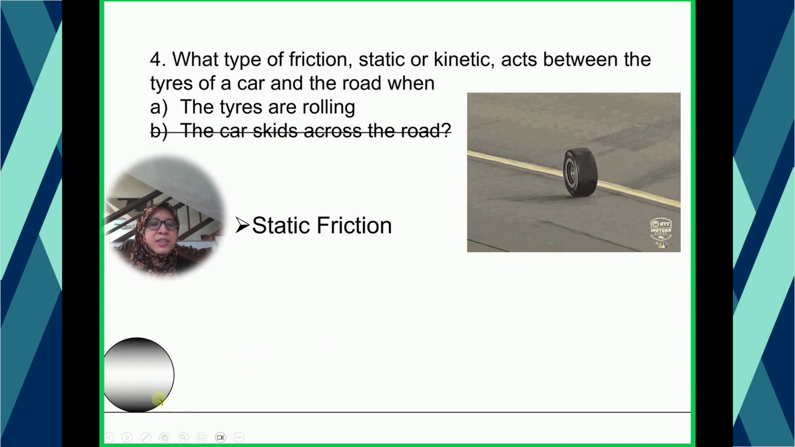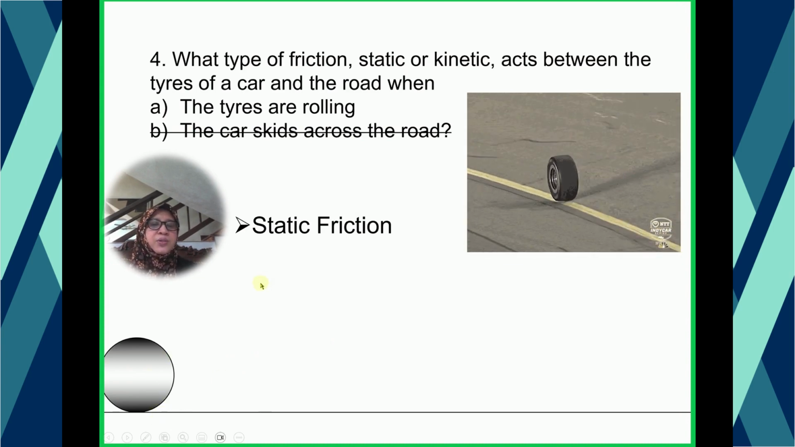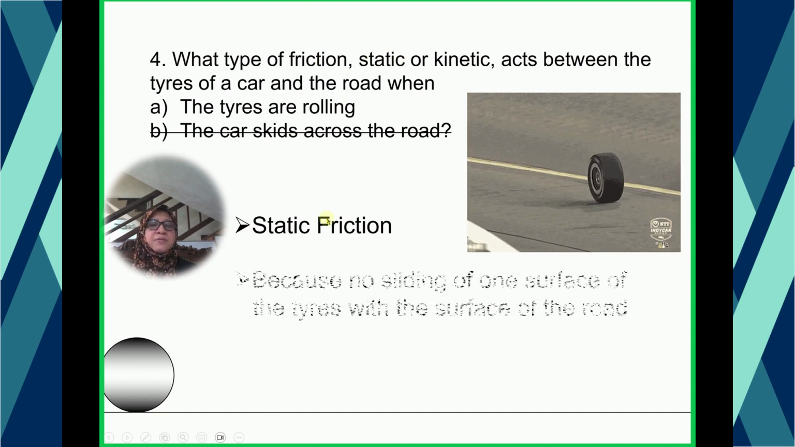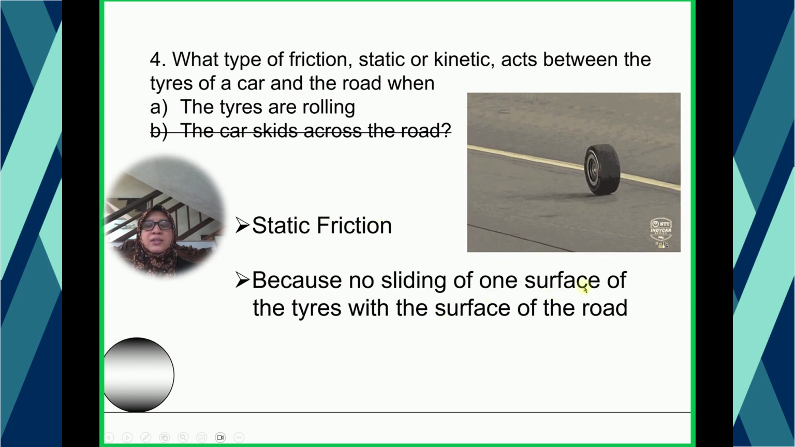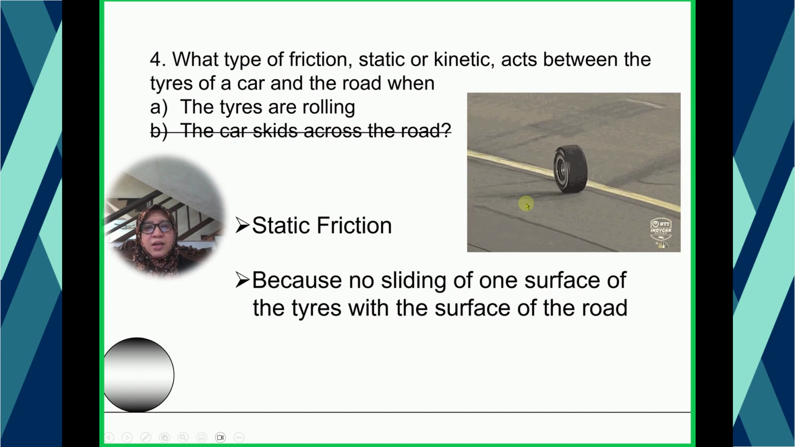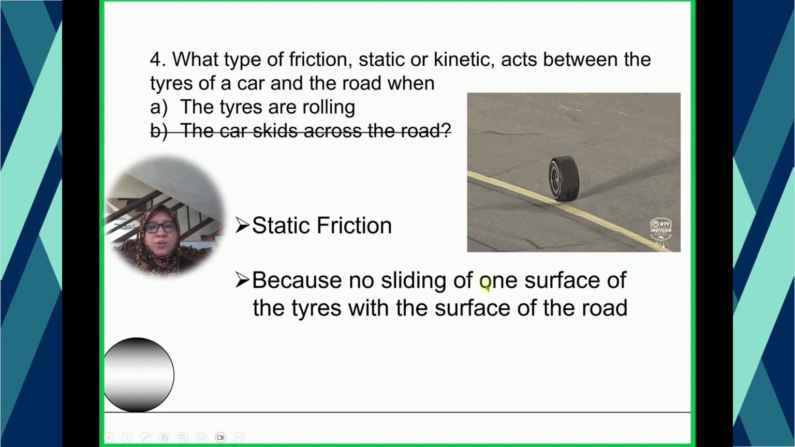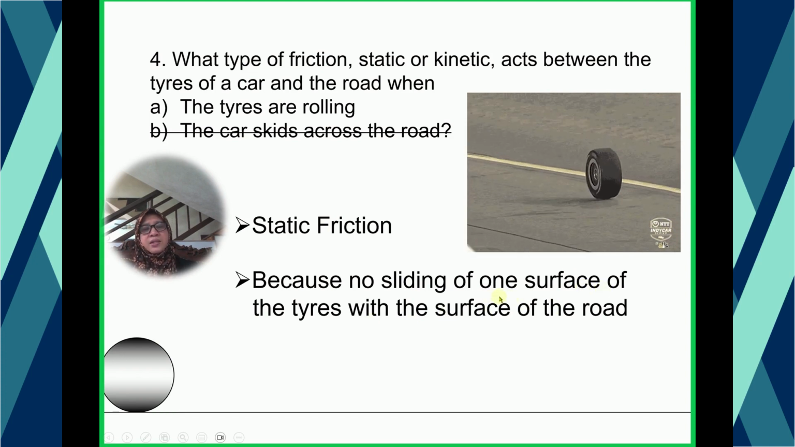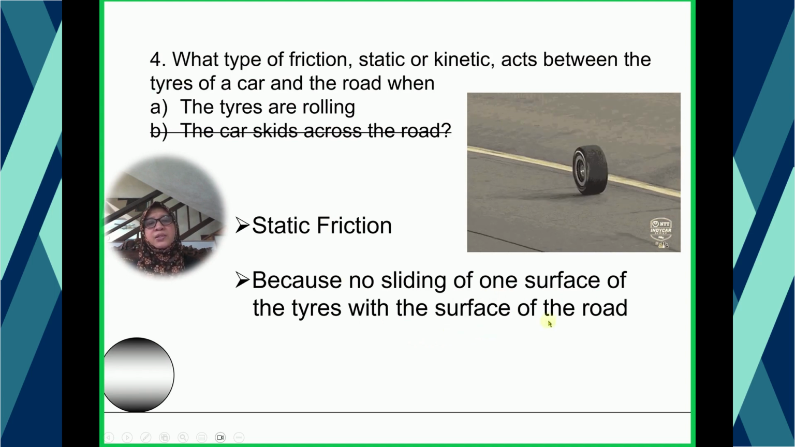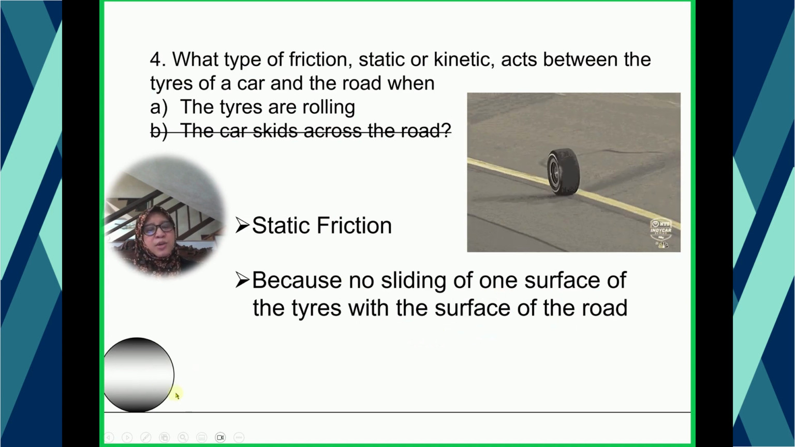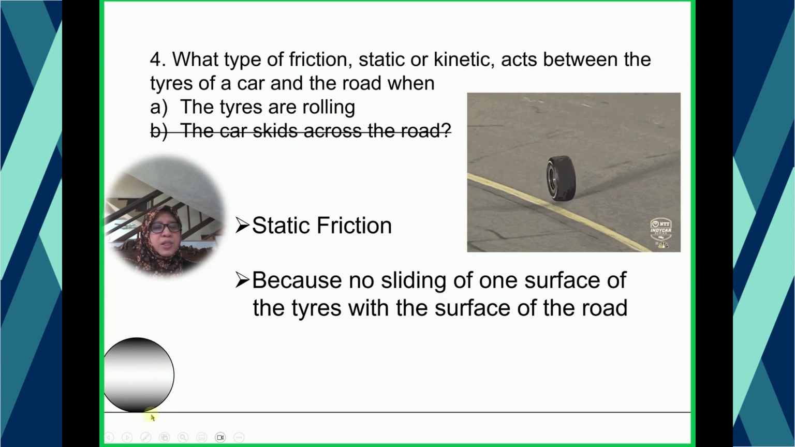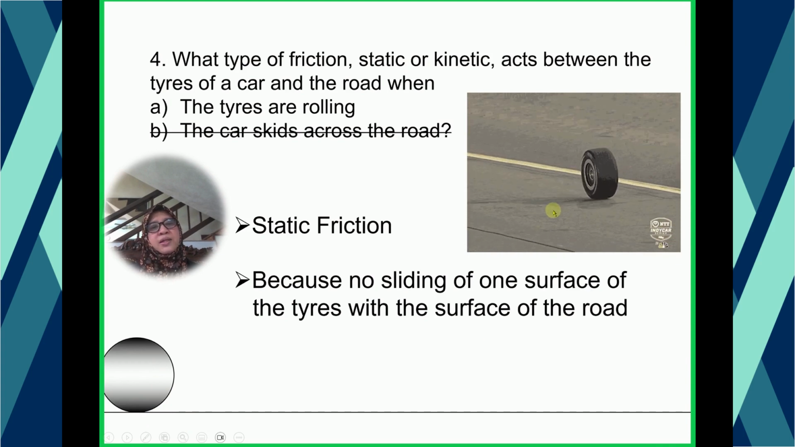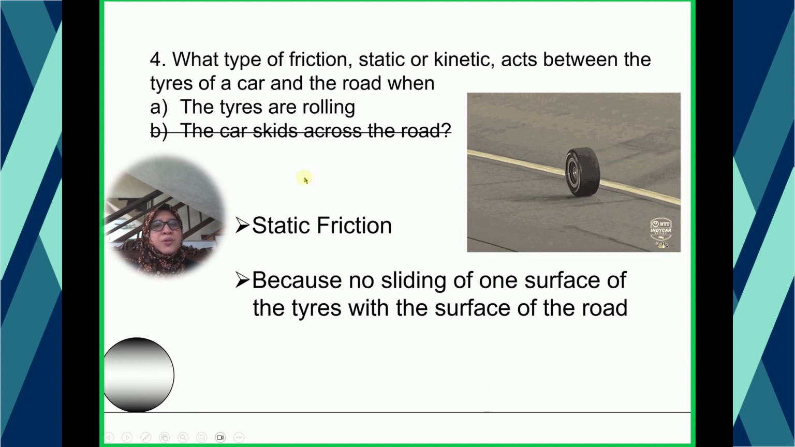So each time there is a new contact for the surface. That means the type of friction involved is static friction. No sliding of one surface. If you see, each time it rolls, there is no sliding of one surface of the tire with the surface of the road, because each time it rolls, there is a new surface in contact between the tire and the road. In this example, it is the road. Okay, so now we go to the second question.